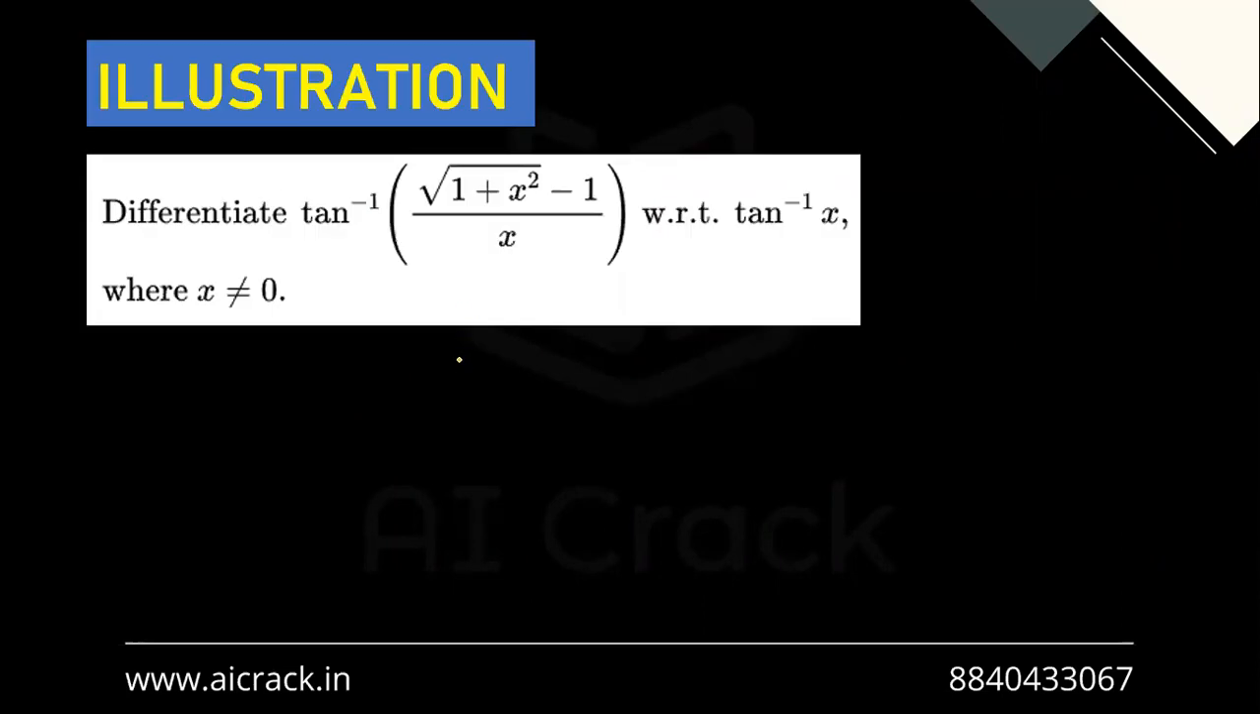So now let's look at this example. We have been given one function, y equals tan inverse of (square root of 1 plus x square minus 1) divided by x. Now we know that if we just want to differentiate it directly with respect to tan inverse x, it would be very difficult. And even if we differentiate it with respect to x, it's going to involve inverse function, quotient rule, chain rule, etc.